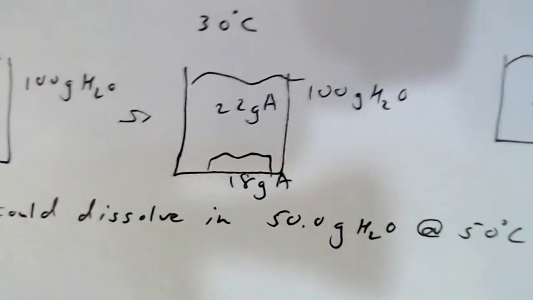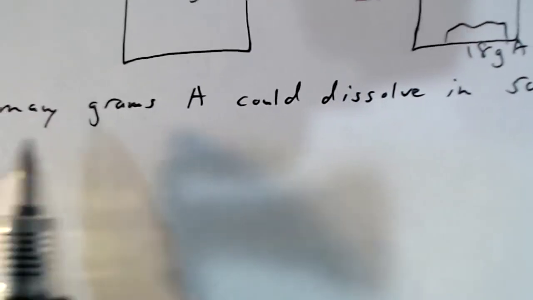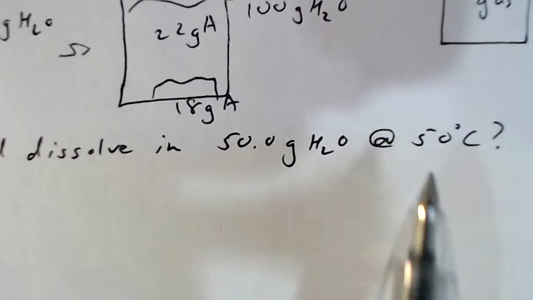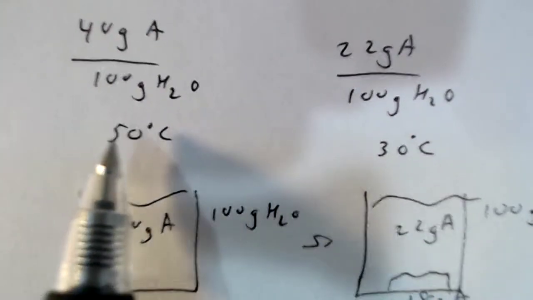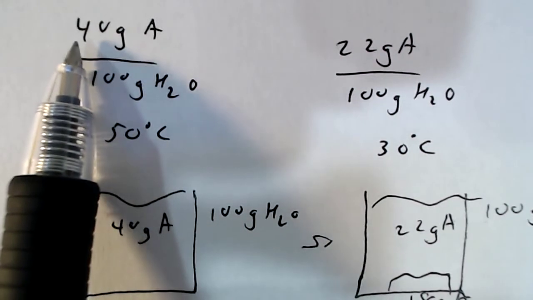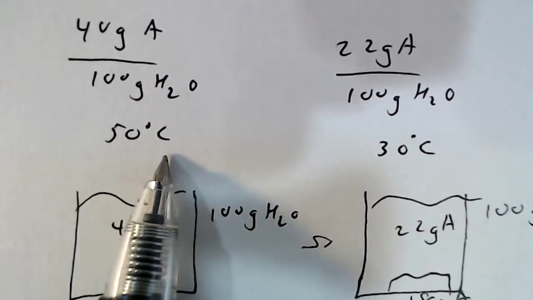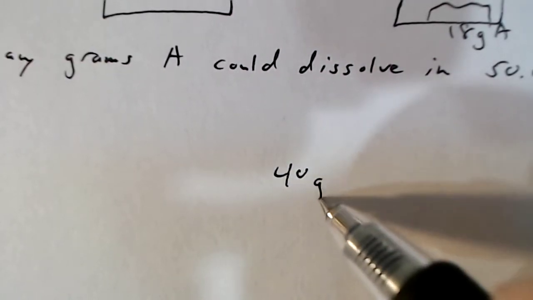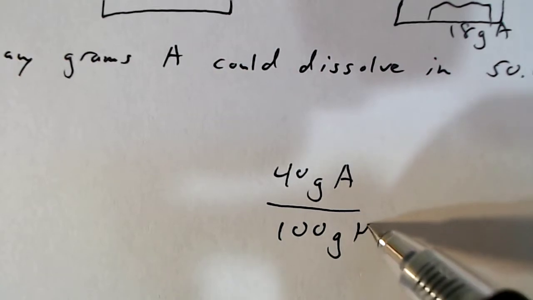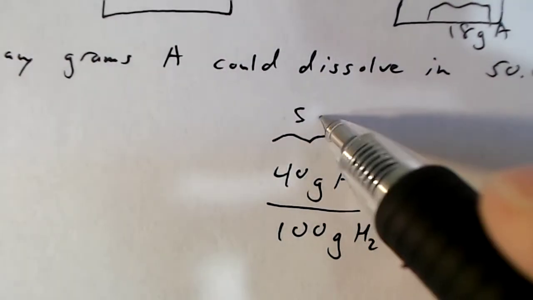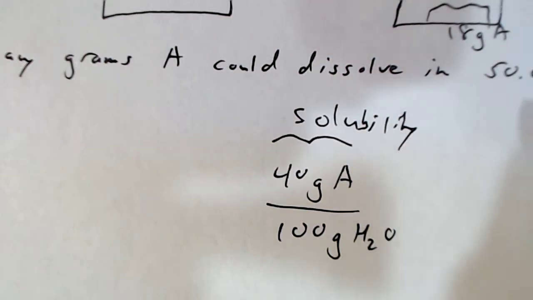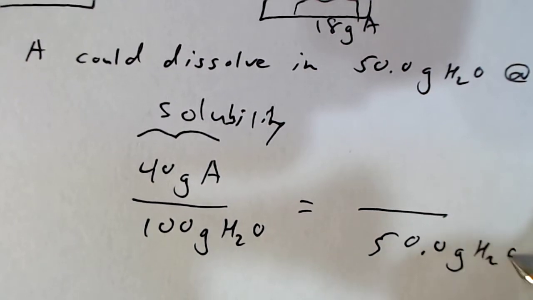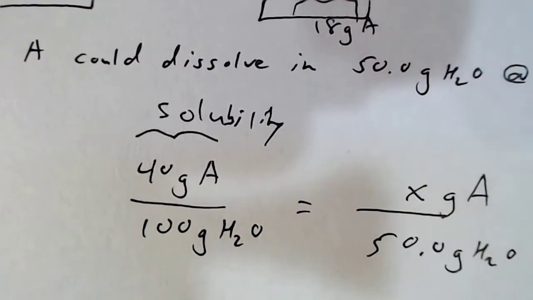So here's the next question. How many grams of A could dissolve in 50 grams of water at 50 degrees Celsius? All right, so we saw earlier that the solubility of A was 40 grams of A per 100 grams of water when we were at 50 degrees Celsius. So writing that out here, there's 40 grams of A that can dissolve in 100 grams of water. So this is the solubility. But what if we had only 50 grams of water? How many grams of A could dissolve then?